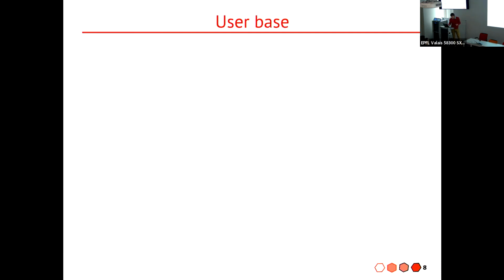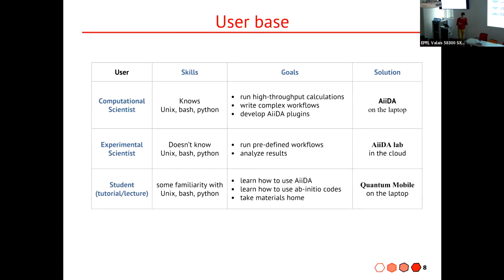So what kind of user base do we envision? First of all, there are computational scientists. Computational scientists are typically quite familiar with Unix, Bash, or Python, so they can run high-throughput simulations by themselves, they can develop workflows, and they can develop AiiDA plugins.